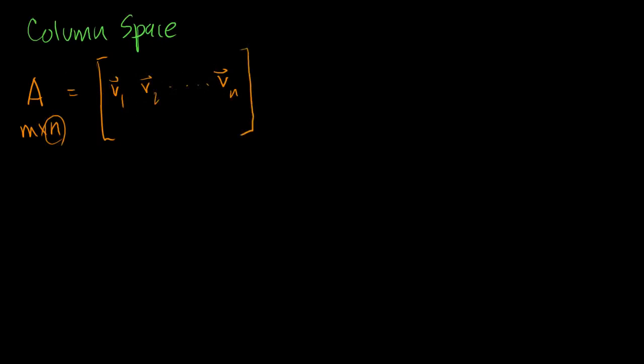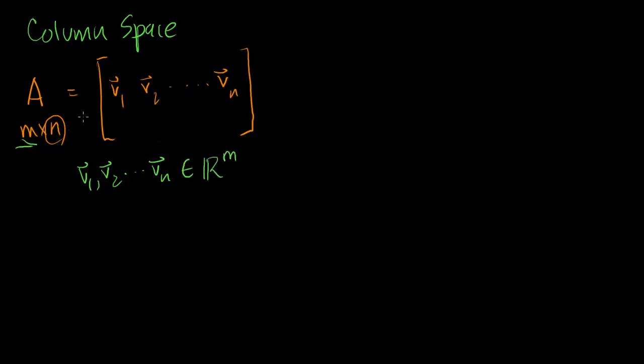And each of these column vectors, v1, v2, all the way to vn, are going to have how many components? Well, this matrix has m rows, right? So each of these guys are going to have m components. So they're all members of Rm.